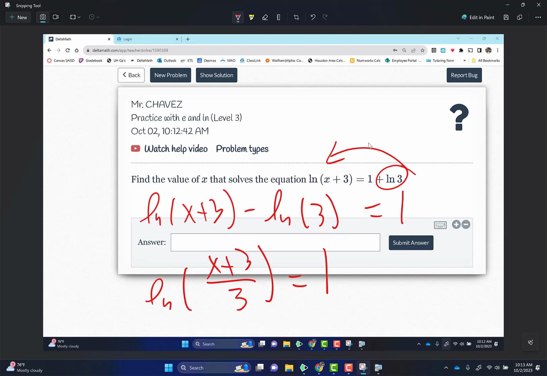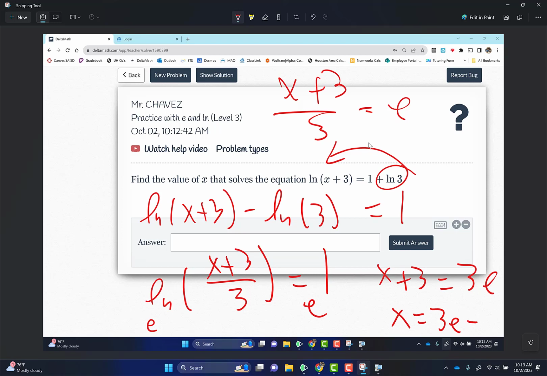Now you can do this one of two ways. You can either remember that ln of what equals 1. Do you guys remember? Yeah, e. So that means this expression better equal e. Or if you don't remember that, be like, well, I need to cancel those ln's. How do I do that? E, and you'll still get the same thing. The expression equal to e. Do you guys see that? So x plus 3 over 3 equals e, times 3 on both sides. So it's just algebra. x plus 3 equals 3e. Subtract 3, subtract 3. x equals 3e minus 3.